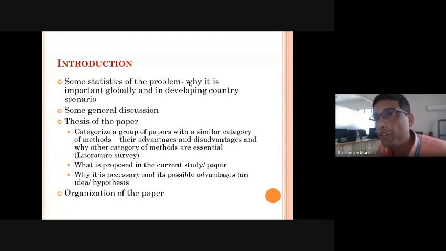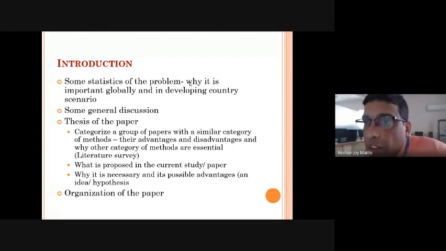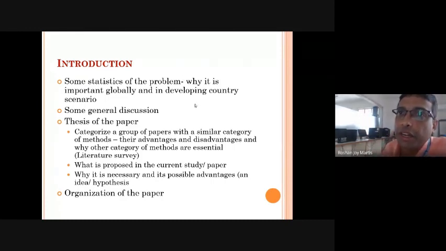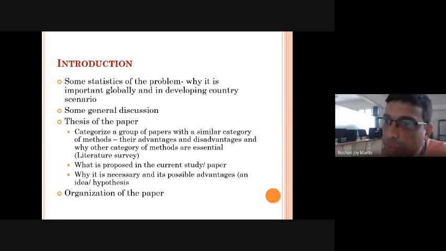Whenever you solve a problem, it should be socially relevant and important for mankind. Then some general discussion we need to give in the introduction. Then the thesis of the paper. The thesis of the paper consists of literature survey, then the lacunae, then the proposed method and advantages. These things should come in the thesis of the paper.